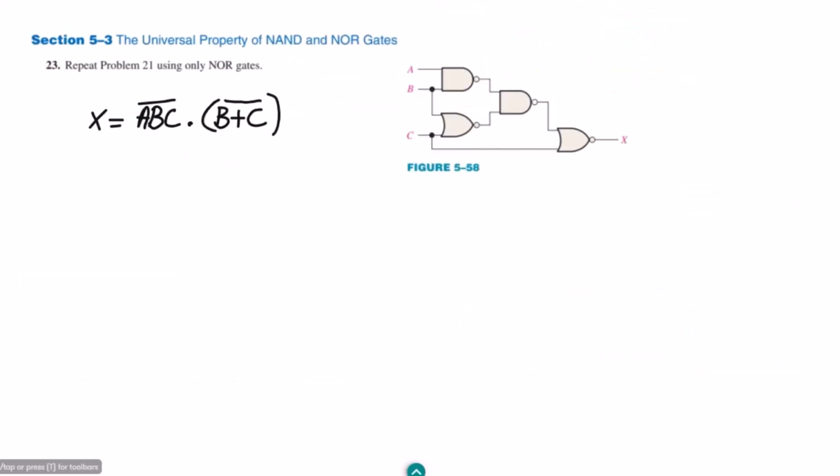Welcome back, guys. So in the previous question we have seen the implementation of figure 5.58 by using the NAND gates. Okay, so this is question 23, and we have to repeat the same problem using only NOR gates. Previously we have seen that the logic expression for our circuit is x equal to (a b c) whole complement dot (b plus c) whole complement.